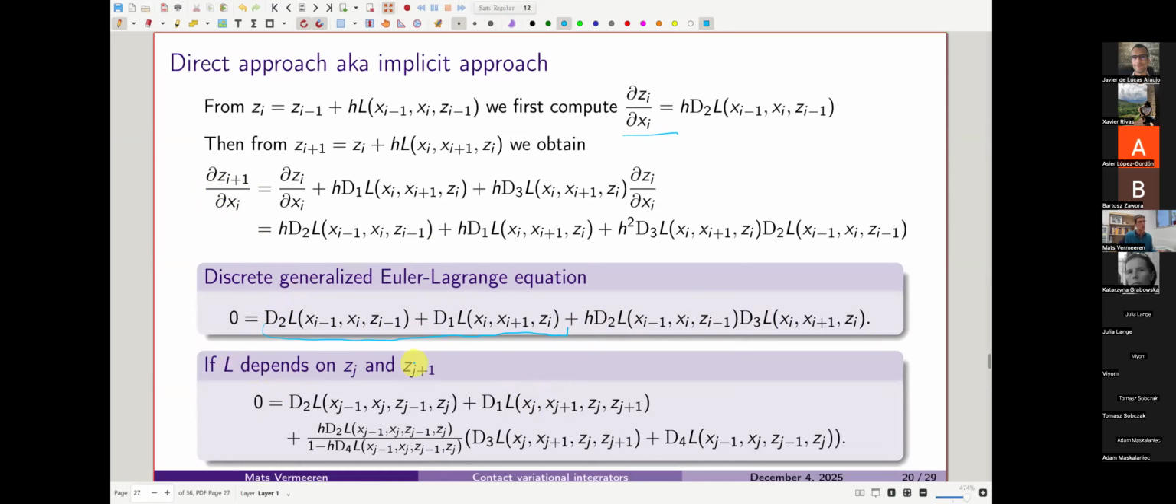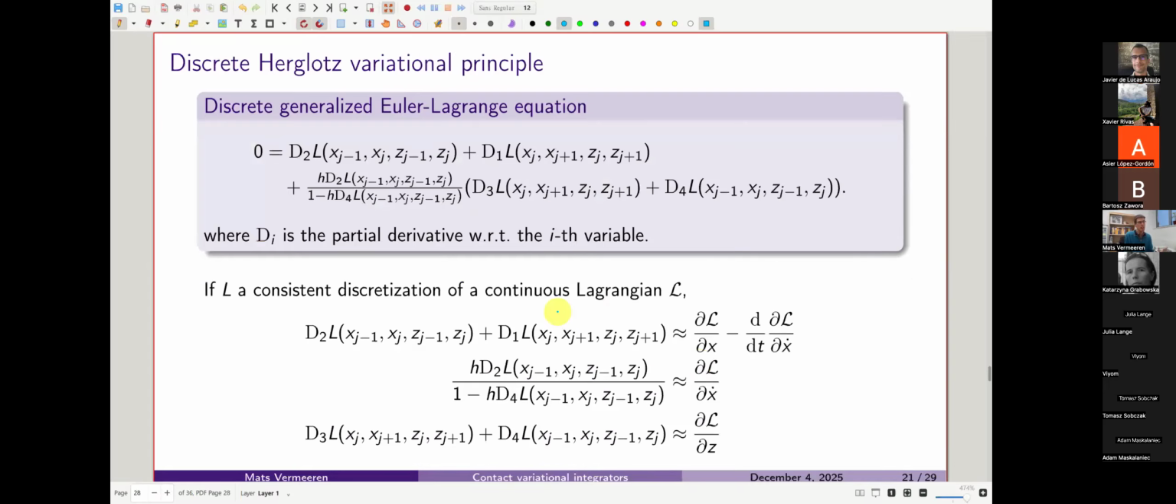If we allowed L also to depend on the next z, you get something that is slightly more complicated. Now there's a D4 in the picture as well, but again, the leading term is that of the usual Euler-Lagrange expression. And we can have a look at how these relate to the continuous case. I'm doing this here for the case where there can be a D4, but if you only allow one z entry, then all of the D4s can be set to 0. So the first two terms, as I said, they're the usual discrete Euler-Lagrange equations. So if you have a consistent discretization, if your L is a reasonable choice, then this will approximate your usual Euler-Lagrange equation in the symplectic sense.